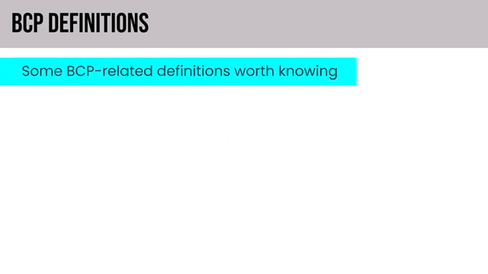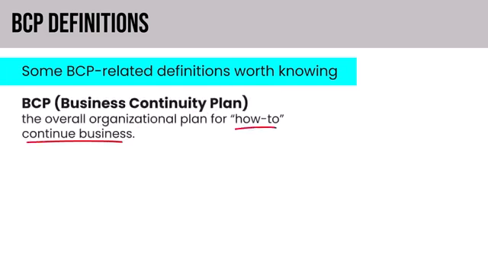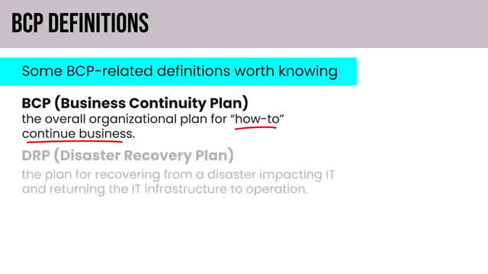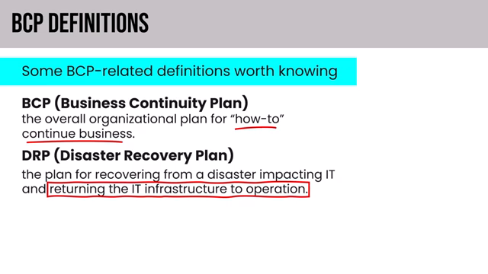So let's talk about business continuity and disaster recovery. A couple of definitions related to business continuity and disaster recovery worth knowing. So we have the business continuity plan, which is the overall organizational plan for how to continue business. And then the disaster recovery plan, which is the plan for recovering from a disaster impacting IT, and returning the IT infrastructure to operation.